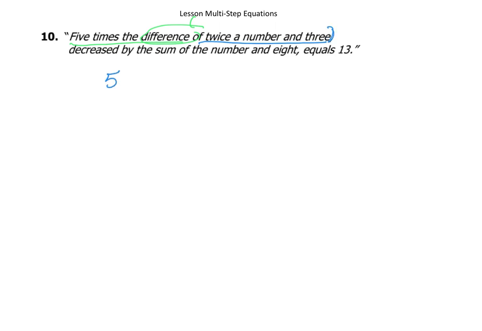So that would look like 5 parentheses. The difference means we're subtracting twice a number. Right here would be 2x, and 3 would go on the opposite side. So that's 5 times the difference of twice a number and 3. Now this is decreased by, so that's a minus sign. And then where it says the sum of, that means we're using parentheses again. We're summing a number and 8. So x plus 8, sum means to add. We close our parentheses and we say equal sign 13.